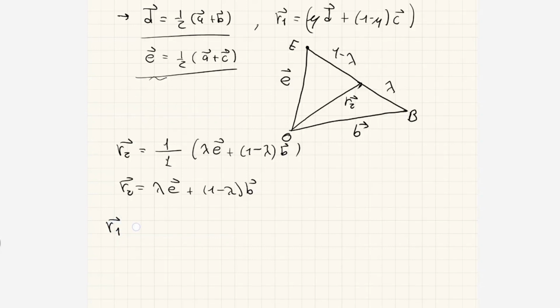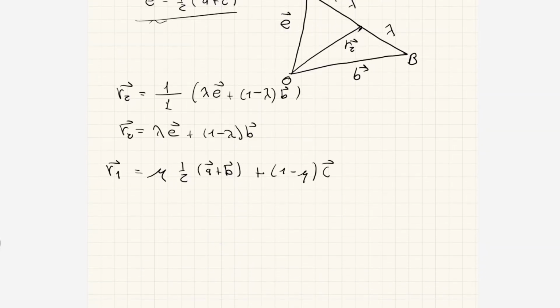So R1 is equal to mu times D, but D is equal to 1/2 times (A plus B). And then we have plus (1 minus mu) times C, right? That's okay because we do want our answer in terms of C. And then we have that R2 is equal to lambda times E, but that is 1/2 times (A plus C), and then plus (1 minus lambda) B, of course, from this that we have here.